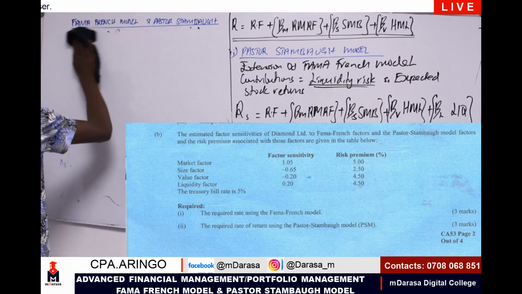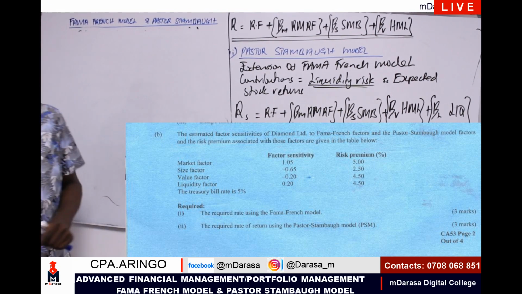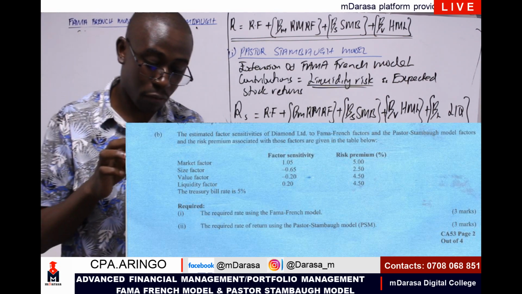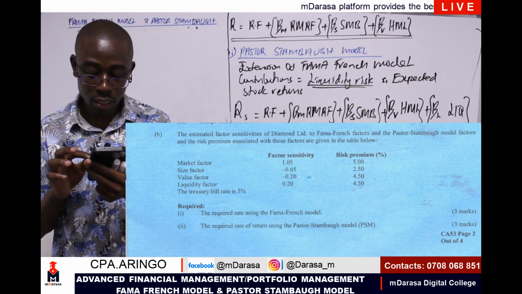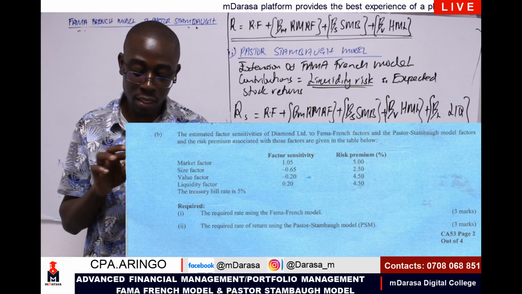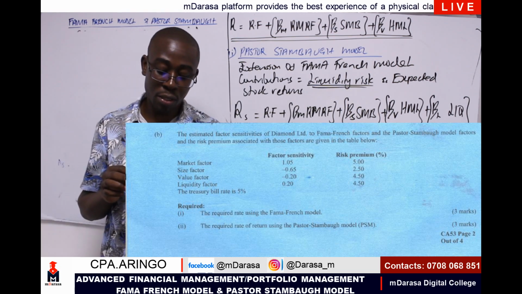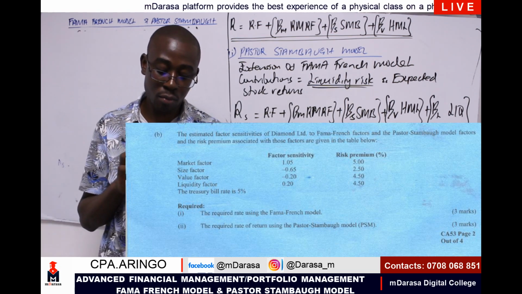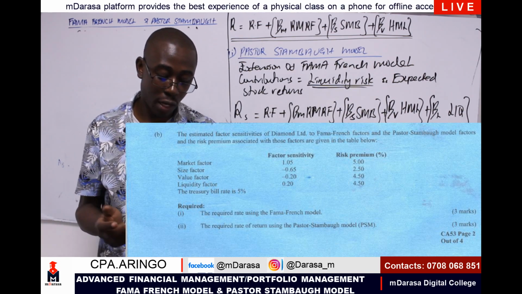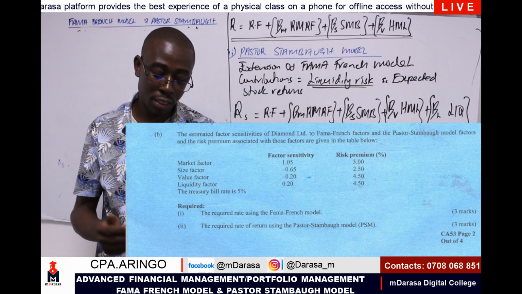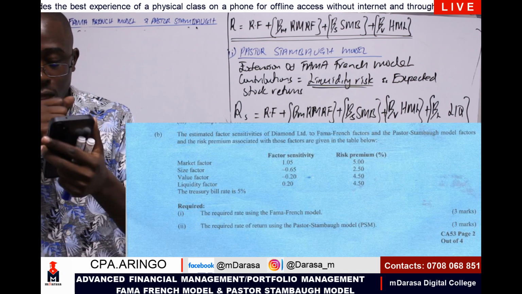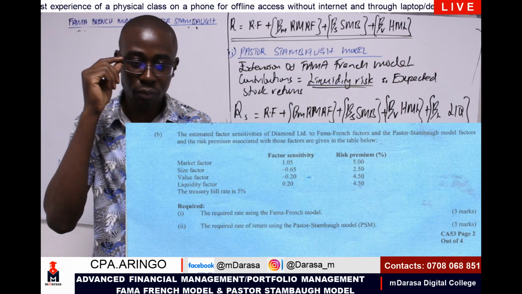So what are we told in this question? My good students, you are told that the estimated factor sensitivities of Diamond Limited to the Fama-French factors and the Pastor-Stambaugh model factors, and the risk premium associated with those factors, are given in the table below: market factor, size factor, value factor, liquidity factor. The treasury bill rate is given at 5%.